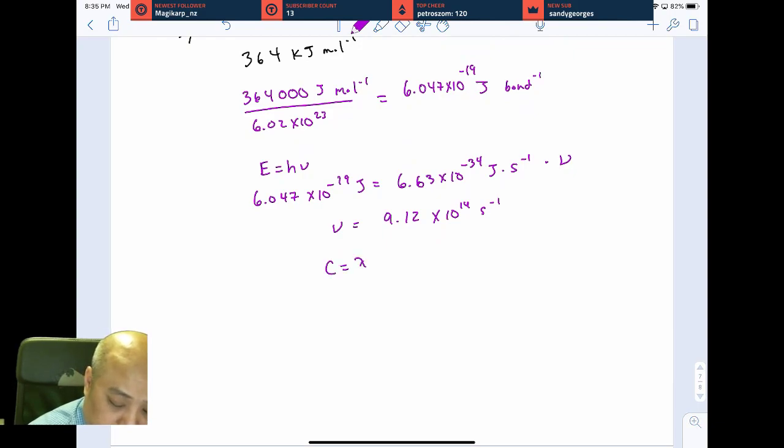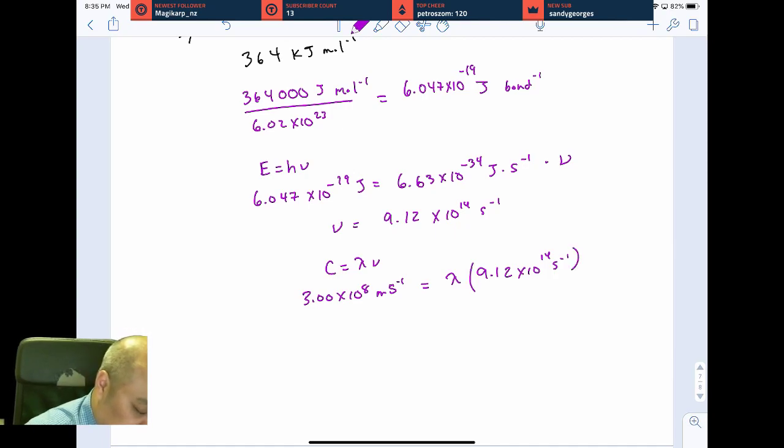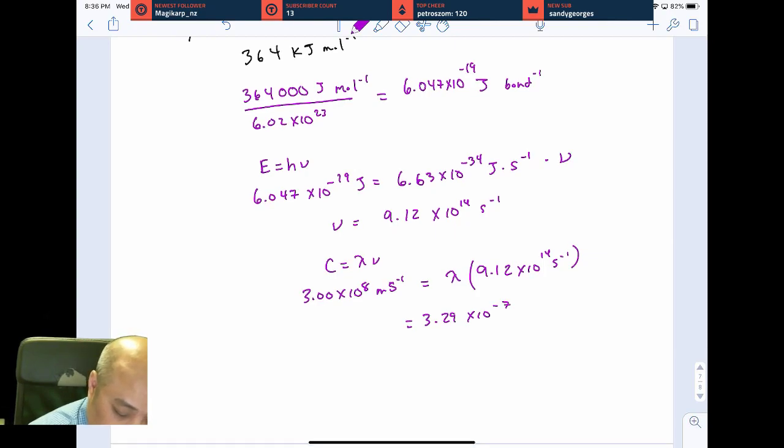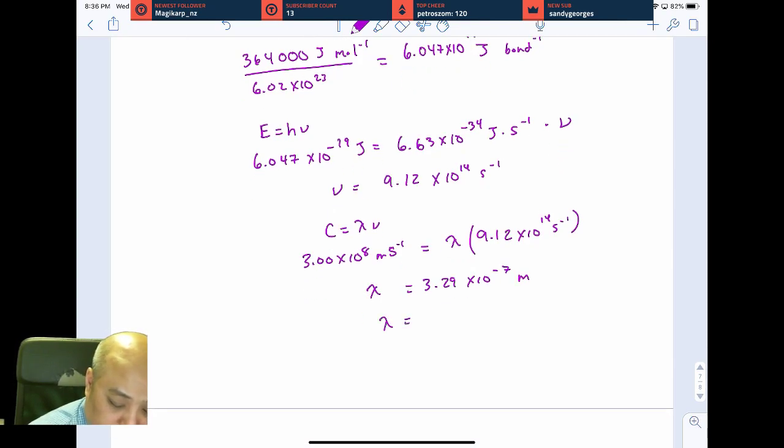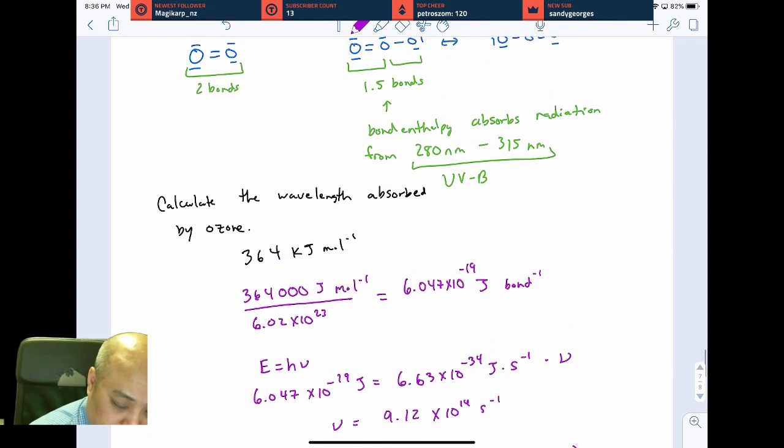And then c is equal to lambda nu, so the speed of light is equal to lambda times 9.12 times 10 to the 14th seconds to the negative 1. So then you get a wavelength of 3.29 times 10 to the negative 7 meters, which then, when you convert to nanometers, is 329 nanometers.